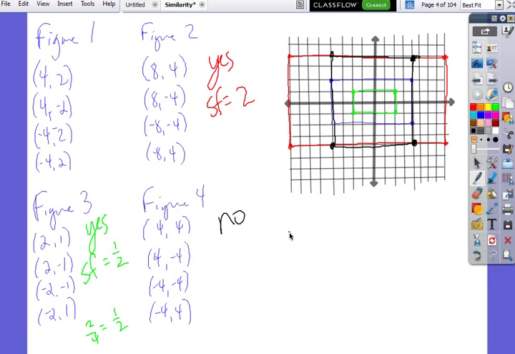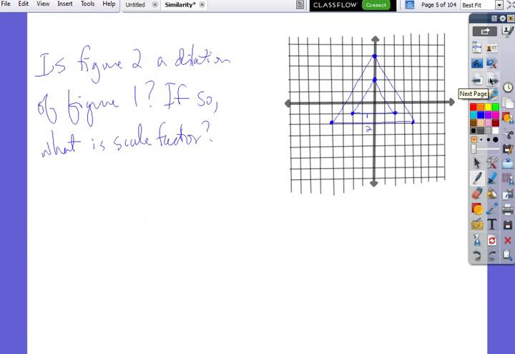All right, so look at this one. It says, is figure 2 a dilation of figure 1? So which one do we need to start with? Figure 1. Find the numbers for figure 1 and write those down. So if I was doing this one, figure 1, my points are 0, 2, 2, -1, -2, -1.